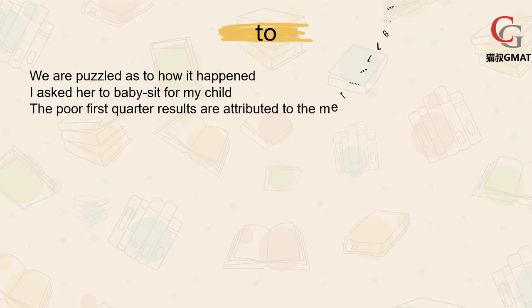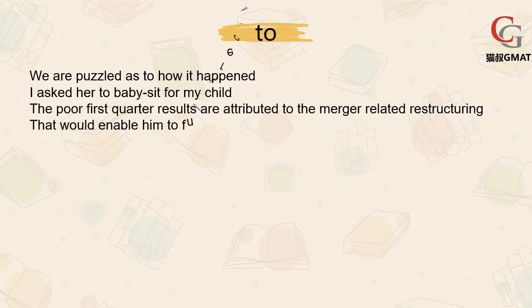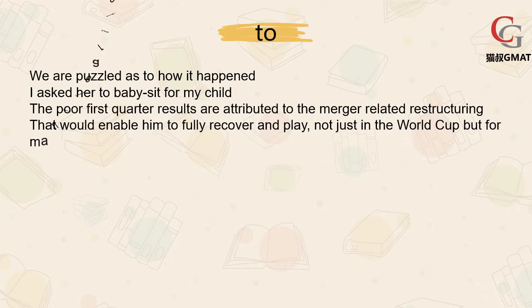今天和之后的几个视频，都会介绍介词 to 的一些 idioms，因为很多 idioms 的介词都会用 to，所以一个视频讲不完。我们先来看今天的第一个句子。We are puzzled as to how it happened. As to 就是关于的意思，其实有一点像 about。这里有另外一个 idiom，就是 be puzzled as to。I asked her to babysit for my child.